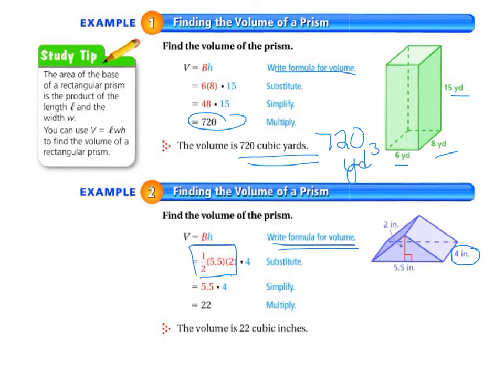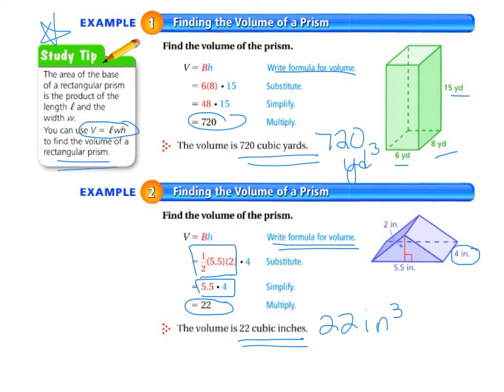So once we substitute all of that in, we get 5.5 times 4, and we simplify that, and that comes out to be 22. So the volume is 22 cubic inches. Again, another way to write this is 22 inches cubed. Let's look at our study tip. It says the area of the base of a rectangular prism is the product of the length and the width. You can use volume equals length times width times height to find the volume of a rectangular prism.